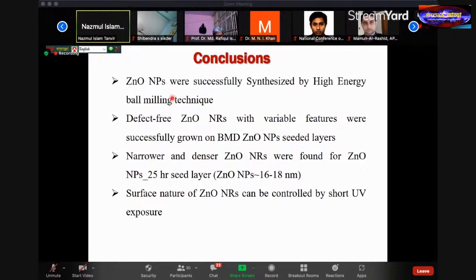Conclusion: zinc oxide nanoparticles are successfully synthesized by the high energy ball milling technique. Defective zinc oxide NRs with variable features are successfully grown on BMD zinc oxide nanoparticle seed layers. Narrower and denser zinc oxide NRs are found for zinc oxide NPs for 25 hour seed layers, and the surface nature of zinc oxide NRs can be controlled by short UV exposure.